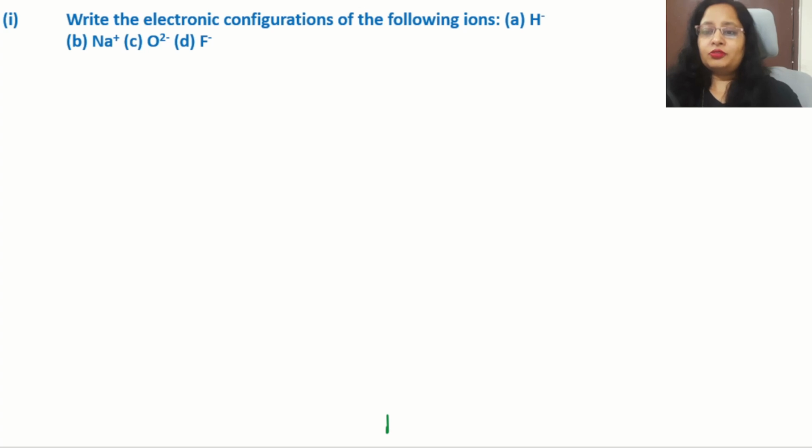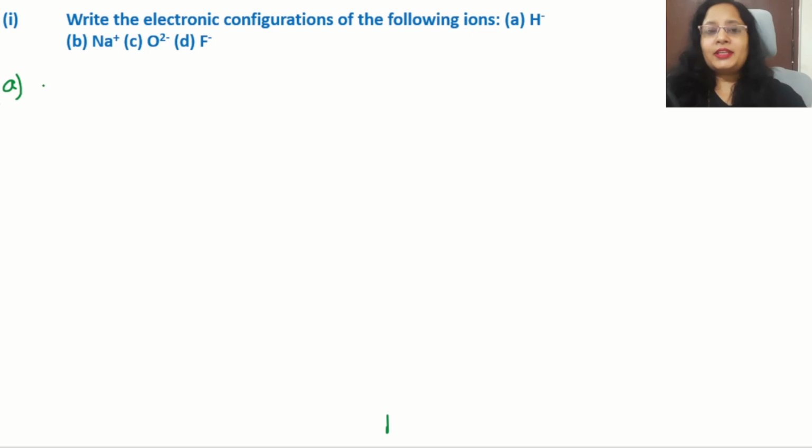So friends, for doing this, we have to start with the normal element configuration and then we'll make it ion and then check what the changes are going on. So start with the A.